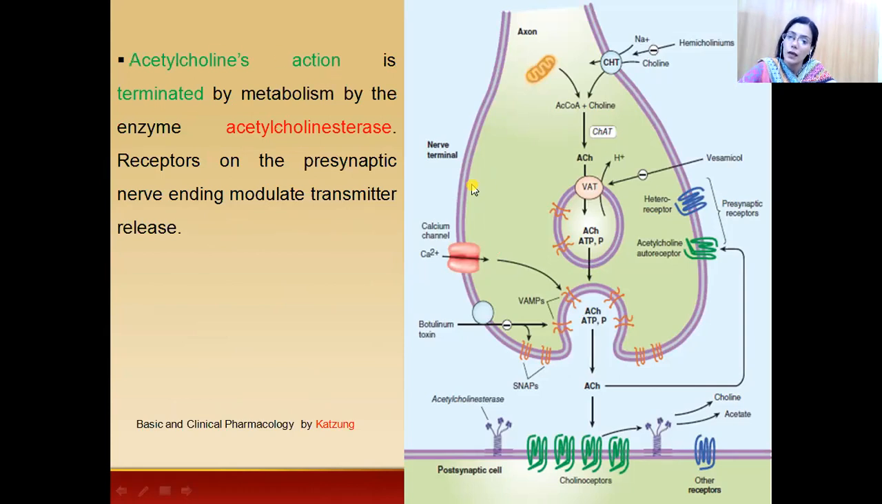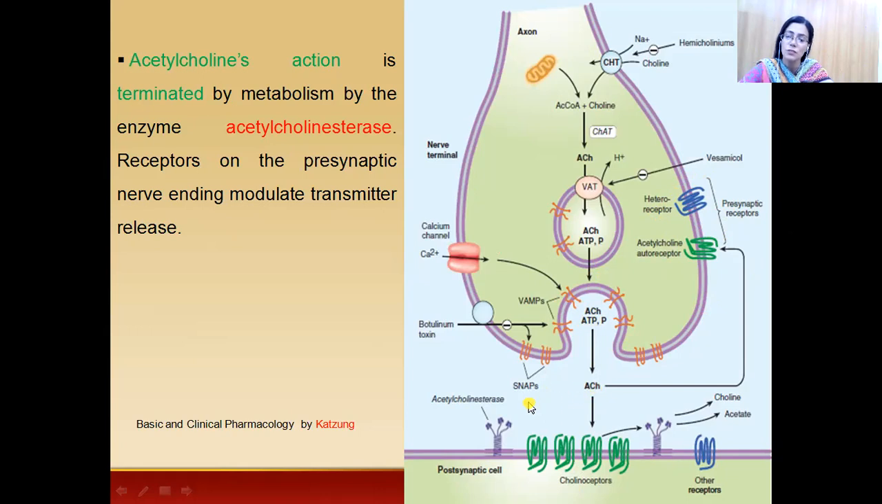Now, whenever there is release of acetylcholine in this space, this acetylcholine will bind itself to the receptors which are either present postsynaptically on the cell surface, or it can bind to the presynaptic receptors. These are the autoreceptors which are involved in the negative feedback mechanism. This acetylcholine can also bind to the heteroreceptors which are present presynaptically.